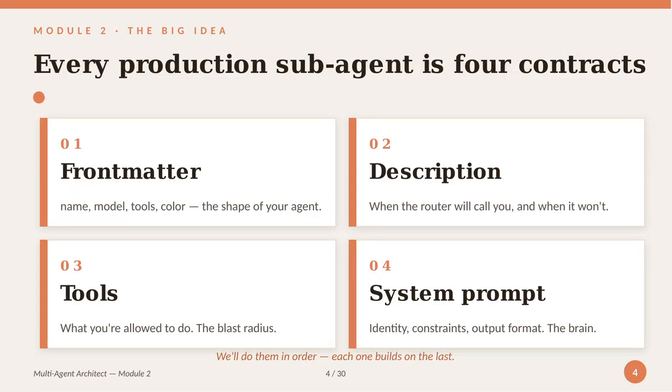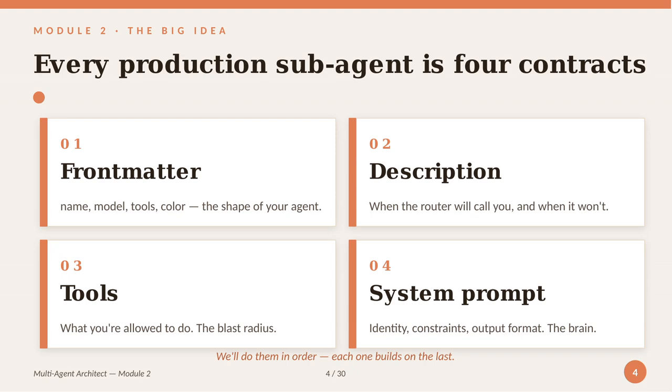Now the big idea of the module. Every production subagent is really 4 contracts stacked on top of each other. Contract 1 is the frontmatter, the shape of the agent, name, model, tools, the metadata that tells Claude Code what it is and how to handle it. A contract 2 is the description. This is the field that decides whether the router will call you at all. We're going to spend an entire lesson here because in practice this single field dominates every other failure mode you'll hit.